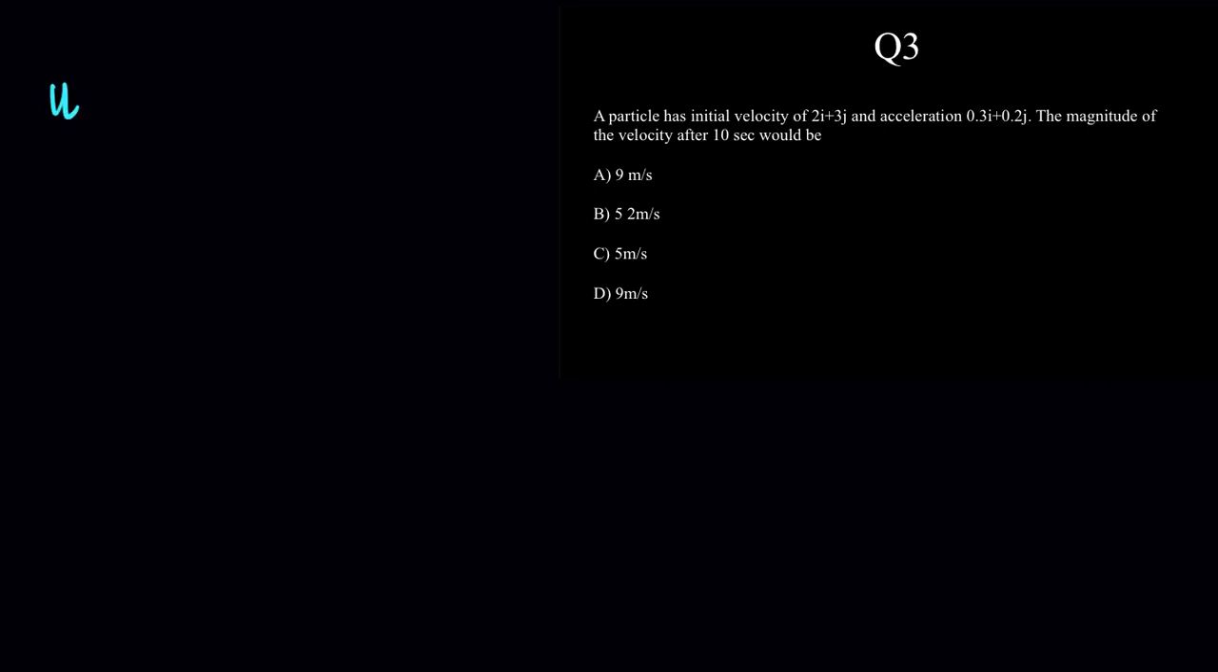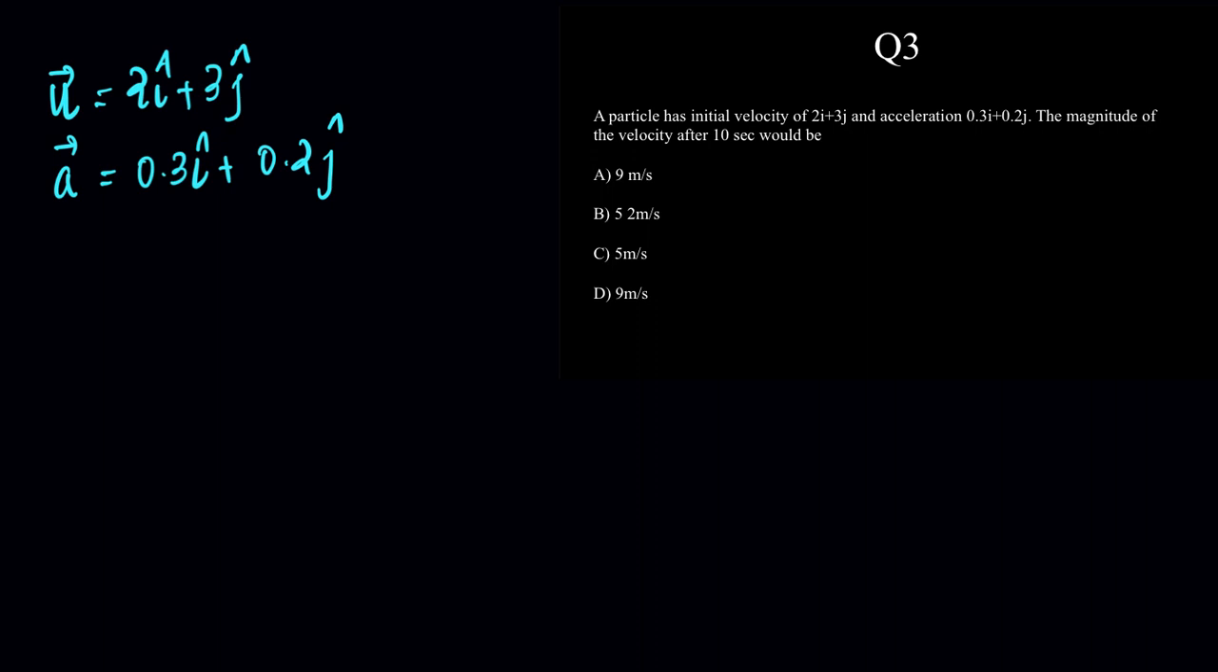So what we have is initial velocity, vector u, given to be 2i cap plus 3j cap. What else is given? Acceleration is given as 0.3 i cap plus 0.2 j cap, and time is given to be 10 seconds. Well, I would say the question is actually incomplete because the unit should have been mentioned. So it's 2i plus 3j meter per second, and acceleration should be meter per second square, because all the units are in meter per second. Apologies for the incomplete question.